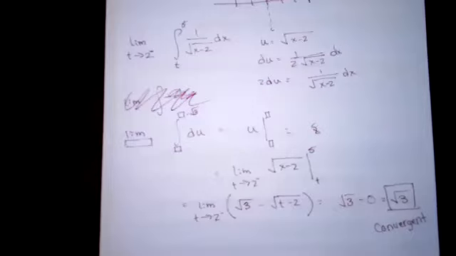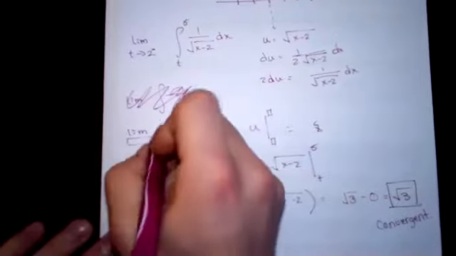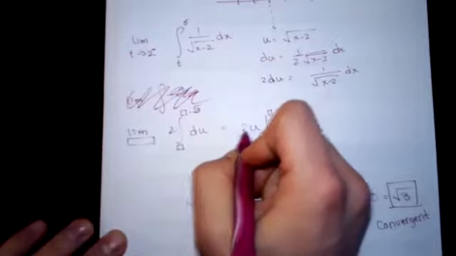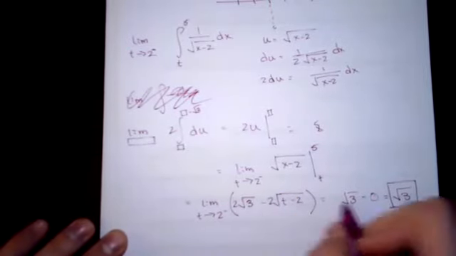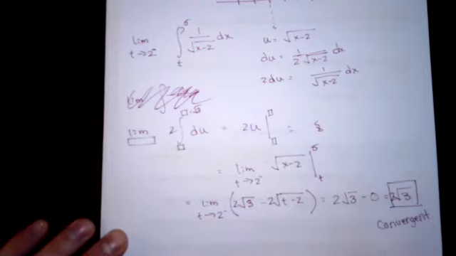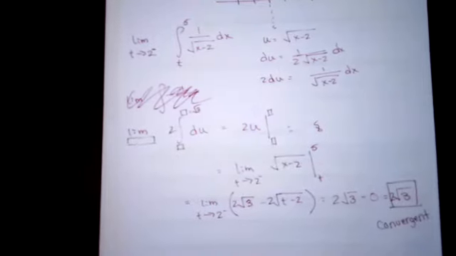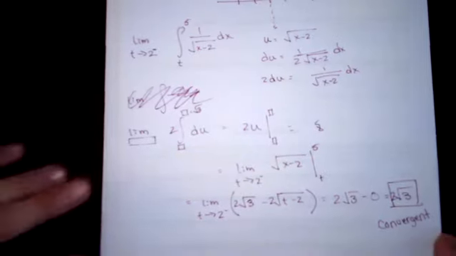Why wasn't it the limit of the integral of 2 du? Why was it just du? Did I forget that too? Yep, I did. Thank you for that. So 2, 2. Of course, we got 2's there. So we got 2 square root of 3 as our answer. Anything else? Any other mistakes that I made?